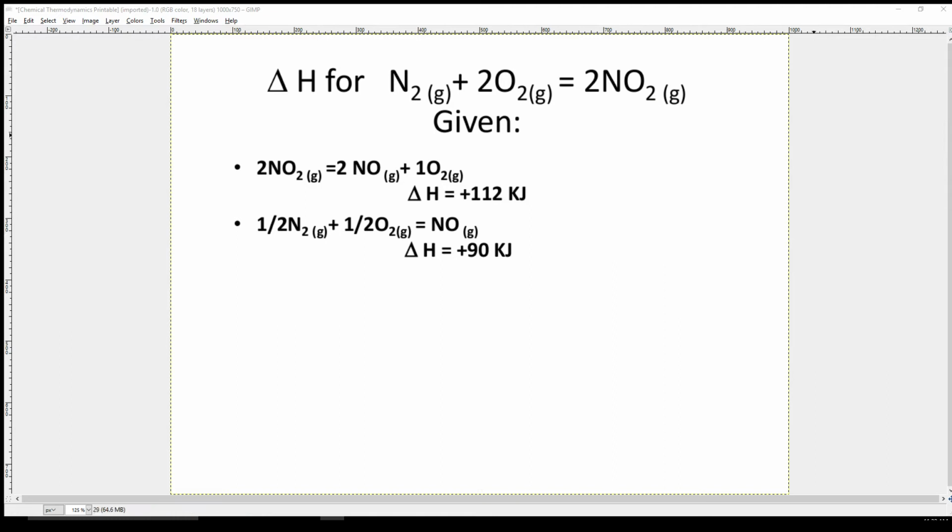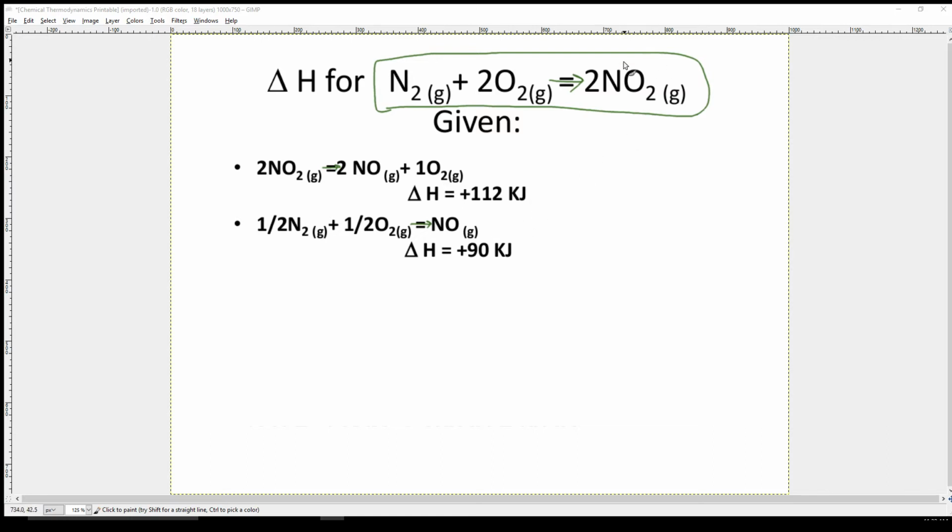So for example, I just wanted to look at that really fast. We have this equation that we're aiming for, and we know that N2 plus 2O2 reacts to form 2NO2. Let's use arrows. So I'm given these two equations here, but I want them to ultimately add up to this one, and we're trying to figure out the delta H of this one up here.